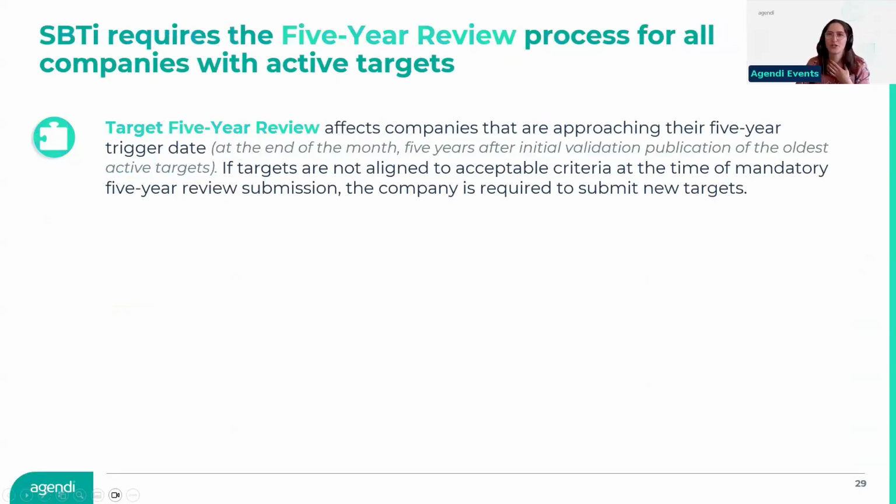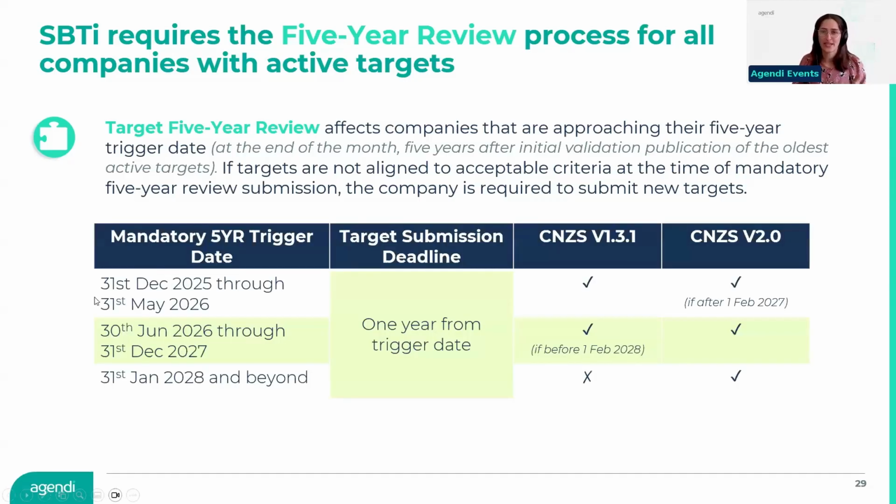Okay. 5-year review process. Companies that are approaching their 5-year review period, this occurs at the end of the month, 5 years after the initial validation. The transition guidance clarifies that targets should be aligned with the acceptable criteria at the time of the review submission. So in contrast to what I've just said, this means that if your trigger date is coming up between now and December 2027, you have the option to use either V1 or V2, of course, being mindful again of the dates in italics. But if your trigger date is January 31st or later, then you would be required to use 2.0.